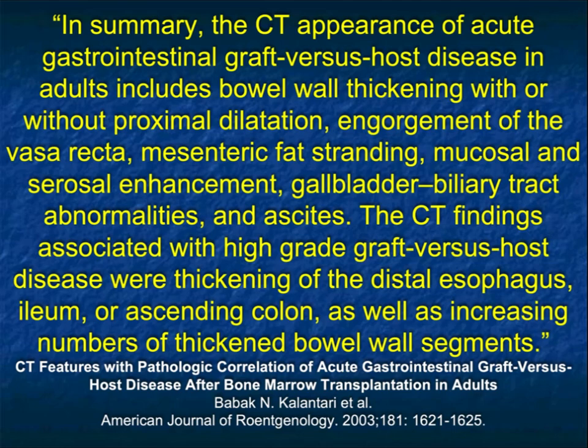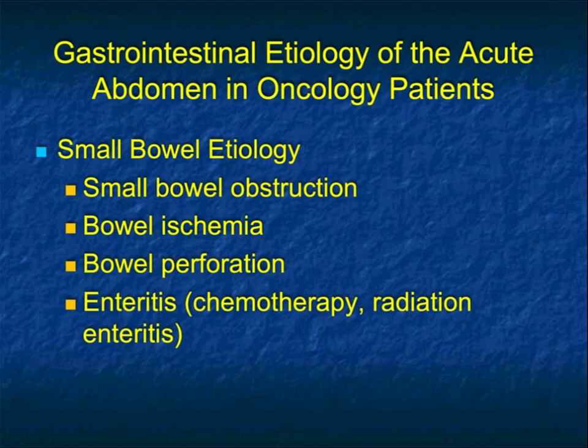The CT findings associated with graft versus host disease can involve esophagus, ileum, colon, as well as increasing numbers of thickened bowel wall segments. But again, you could see it's a great mimicker. You need to know the history to make the diagnosis.